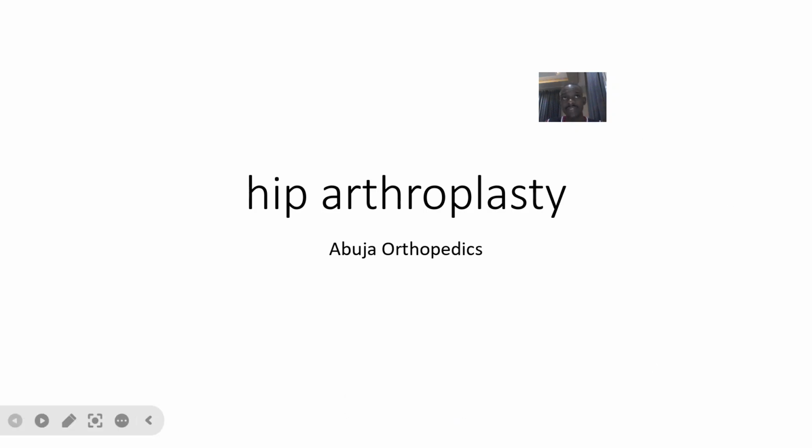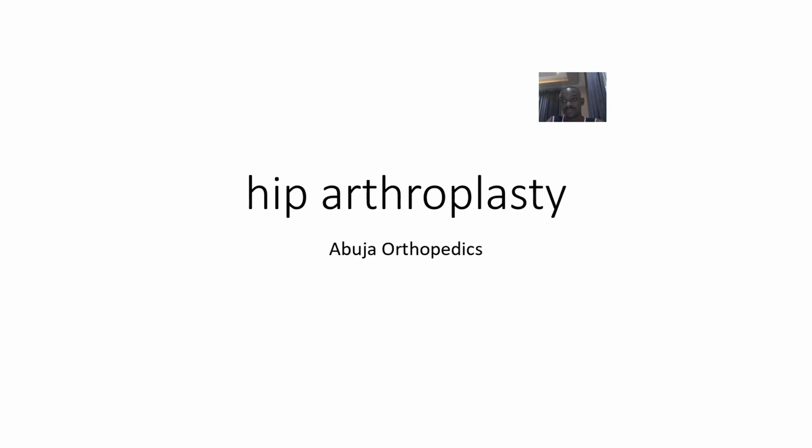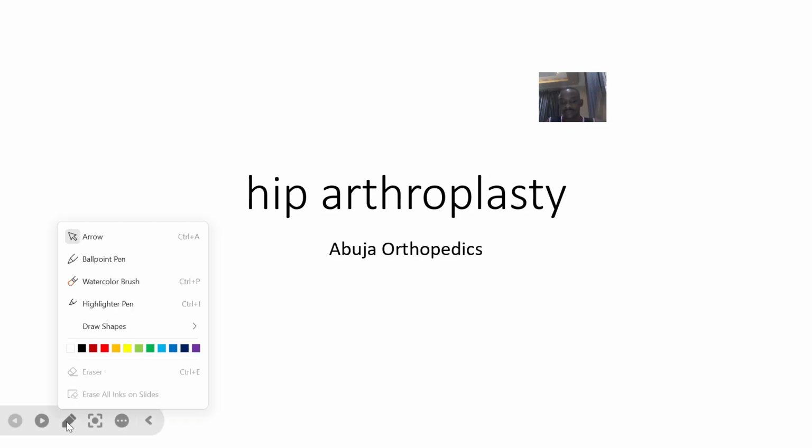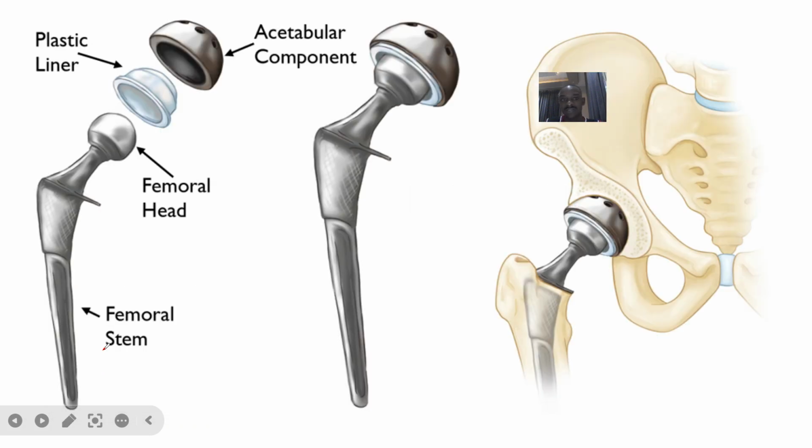All right, so still looking at all these orthopedic surgeries at the elementary level. The next one we should be looking at is what is known as the hip arthroplasty. All right, hip arthroplasty. So looking at this, of course, the hip arthroplasty just has to do with somebody who has a problem with the hip, so they are trying to replace it.